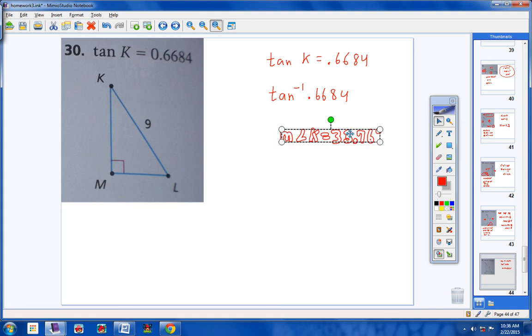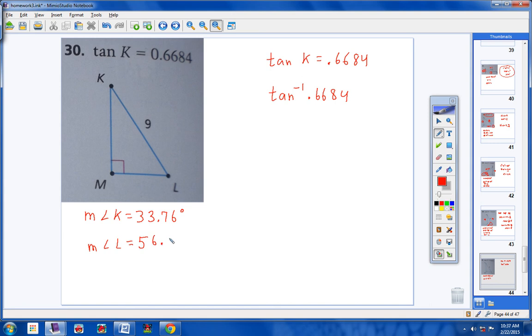Alright, so there we go. Slide that right here, and let's continue on. Now, I can find the measure of angle L pretty quickly. Let's see, 56.24, I believe. Let's see if that's right. Yes, that is correct. So there's the measure of angle L, because these two angles here add up to 90, plus 90 is 180, okay?